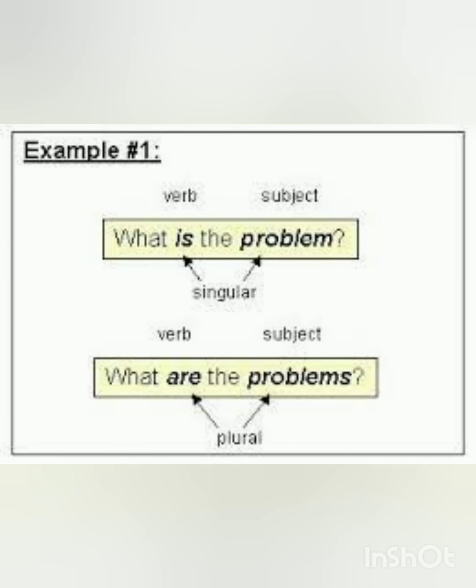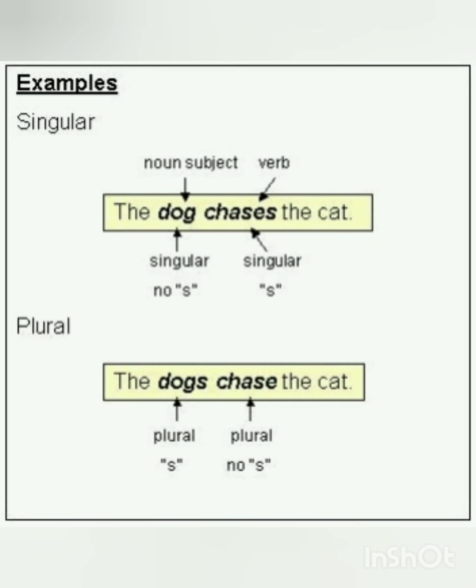Now, talking about the subject and verb agreement. If the noun or the subject is singular, then we add a singular verb. And if the subject is plural, which means adding s or es, then the verb will also be plural, that is, are. Some other example of a singular noun is: the dog chases the cat.